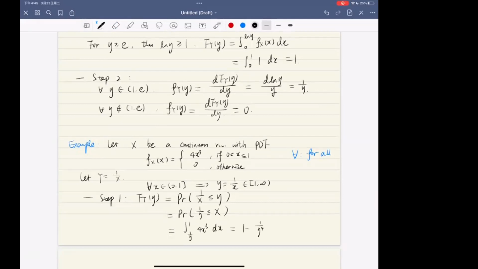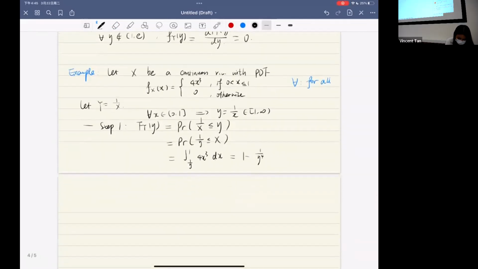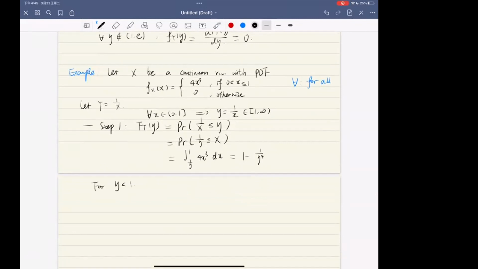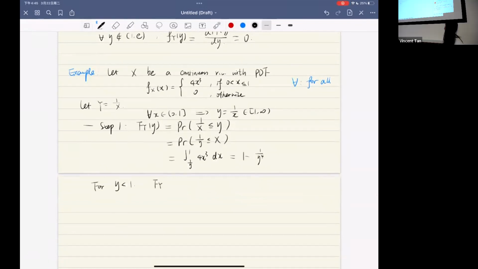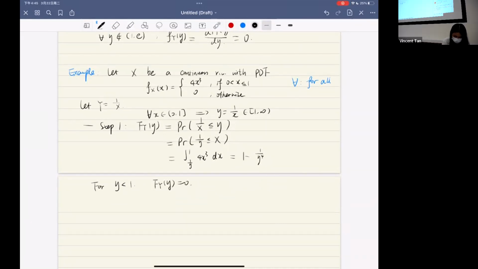One minus 1/4 y to the power of 4. For y smaller than 1, the CDF is just equal to 0.